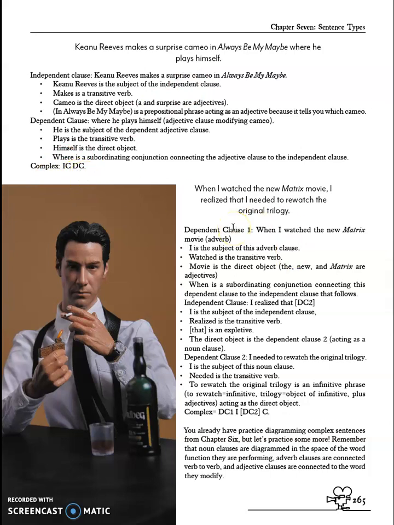When I watched the new Matrix movie, I realized that I needed to rewatch the original movie, or original trilogy, sorry. So we have a dependent clause, when I watched the new Matrix movie, then I realized, and then I realized this whole thing. So there's my independent clause, but I also have a sneaky little second dependent clause in here: that I needed to rewatch the trilogy. So you can have two or more dependent clauses in a complex sentence, but only one independent.